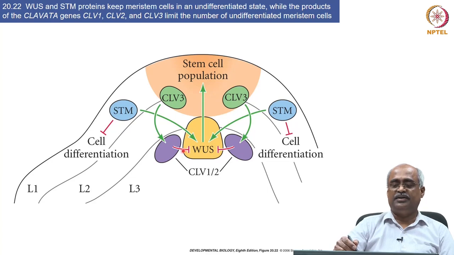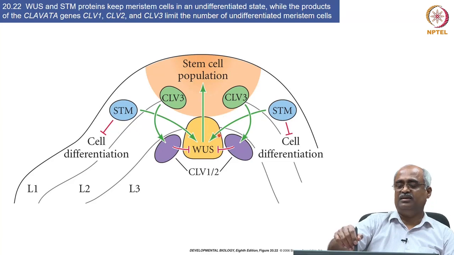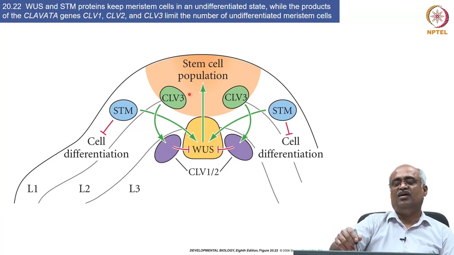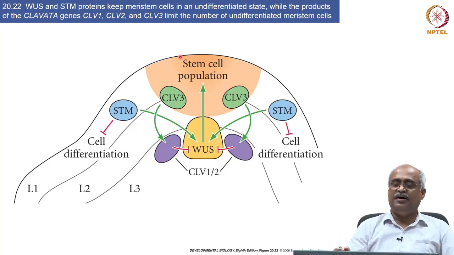CLAVATA 1 and 2 together form a receptor, a serine threonine kinase, that's what those two encode, and they receive the CLAVATA 3 signal. This is like a ligand produced by the cells that are actually in proliferative fate. And they suppress WUSCHEL. So it is a kind of negative feedback, and that ensures that this population is at the normal level. So it restricts the size of this. If you don't have CLAVATA, then WUSCHEL will not be negatively regulated and the stem cell population will enlarge. As a result, you produce more organs, which we will see in the next slide, a clavata mutant. So that is what will happen.